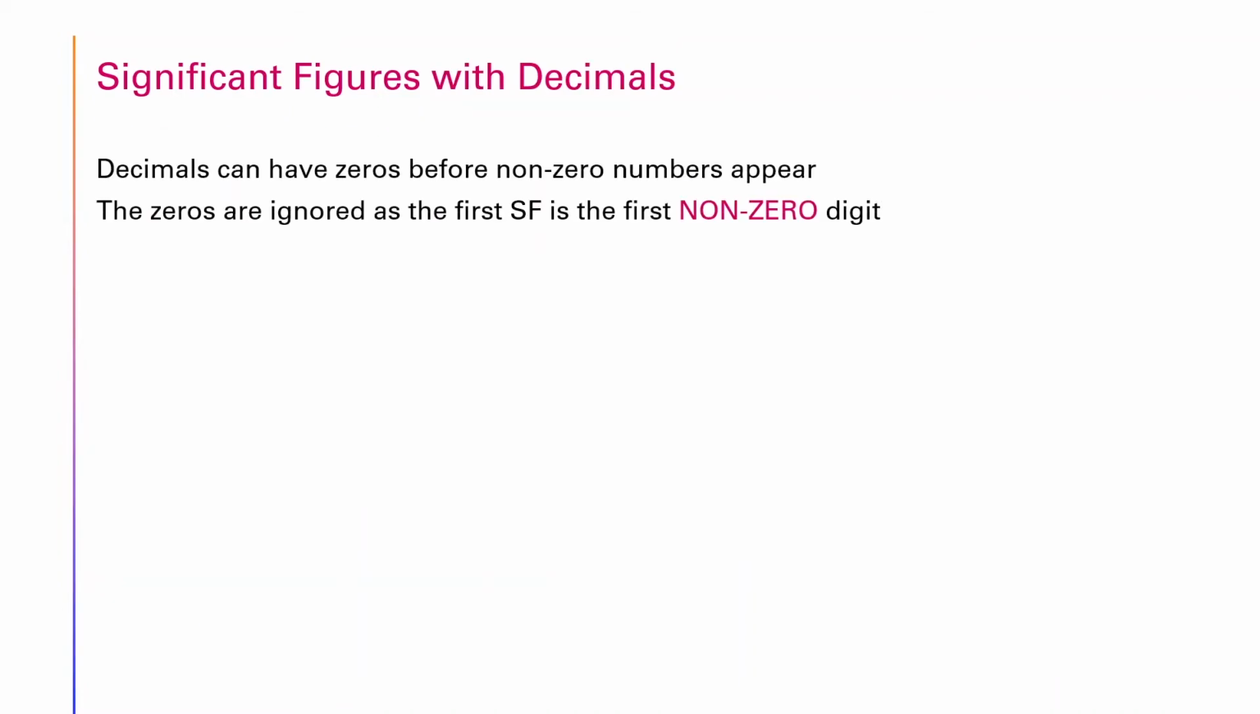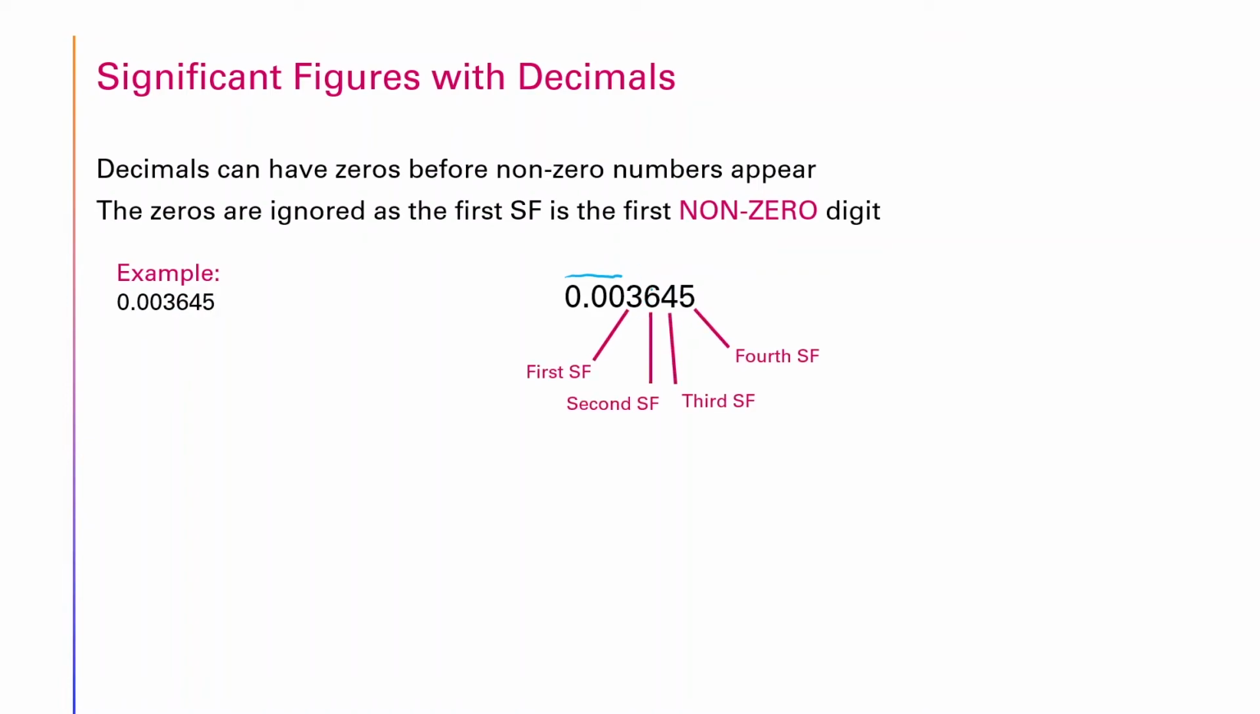Significant figures also work with decimals. Decimals can have zeros before non-zero numbers appear. The zeros are ignored as the first significant figure is the first non-zero digit. For example, 0.003645. Now the first 3 zeros are ignored as the first significant figure is the first non-zero digit. 3 is our first non-zero digit. So 3 is going to be our first significant figure, 6 is our second, 4 is our third, and 5 is our fourth significant figure.